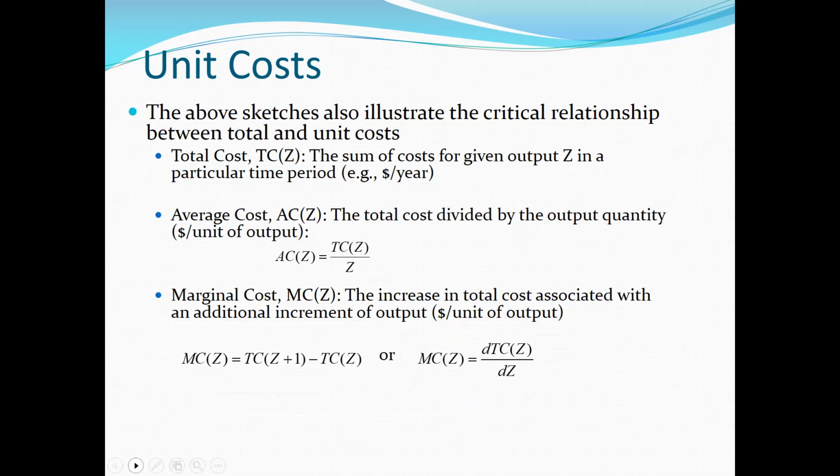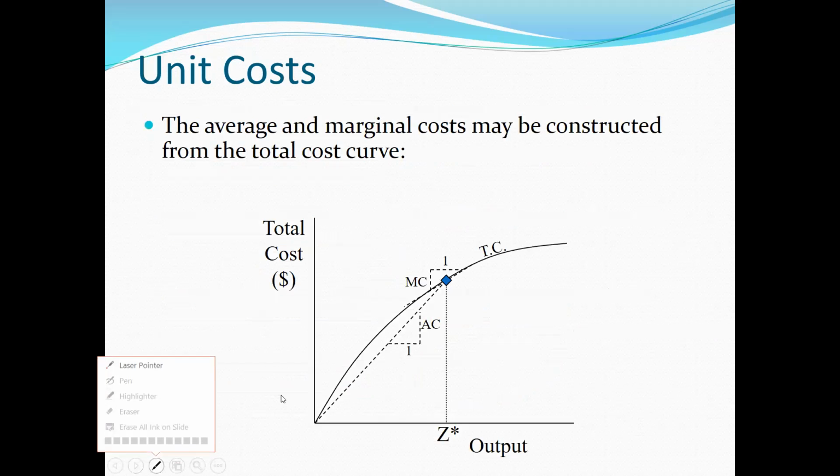Next slide. Obviously, we can construct the average cost and marginal cost curve from the total cost curve. We just saw that, we talked about that in detail. And this is what we call the unit cost. So both average cost and marginal costs are unit costs. Cost of producing 1 unit. One is the average cost, and one is the marginal, meaning cost of producing 1 additional unit.